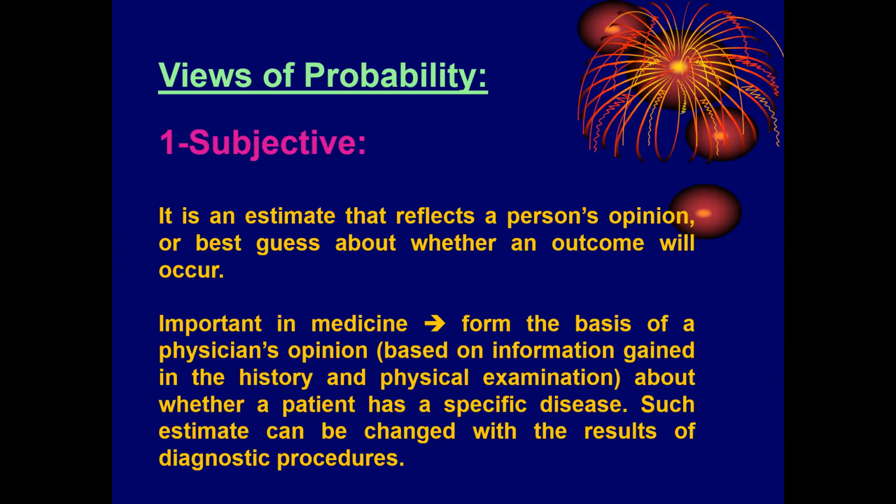So when you are in a situation where you have a very strong opinion, and the opinion is based on past antecedents, that's exactly what we mean. And you know what? The subjective approach is highly recommended in medicine. A doctor who wants to treat a patient must have experience, must be able to have something in mind about what may likely be wrong with the patient. A doctor should not be a complete novice to the situation. That's why I said it is important in medicine. It forms the basis of a physician's opinion, based on information gained in the history and physical examination, about whether a patient has a specific disease.